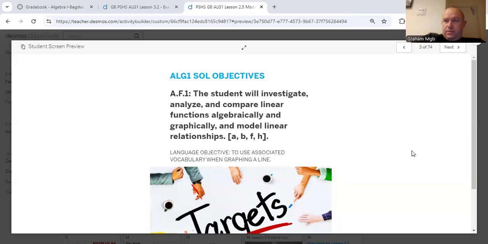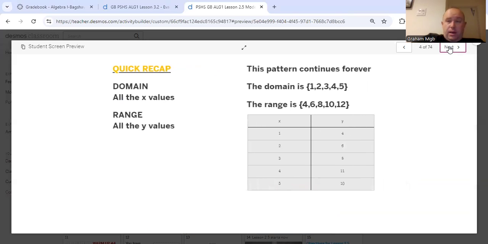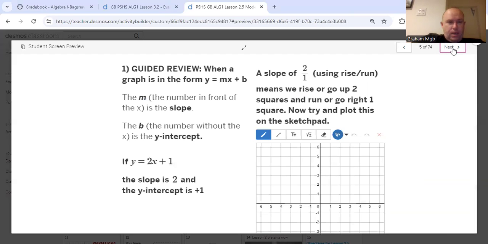All right, this is the video that goes with lesson 2.5. That's the objectives. Just a few vocabulary words from last lesson. We did talk about domain and range, the x values for domain, and the range is the y values. And I can see that there's an error in this table, which I forgot to correct. It's supposed to say 8, 10, 12, and I'll fix that for the lesson.